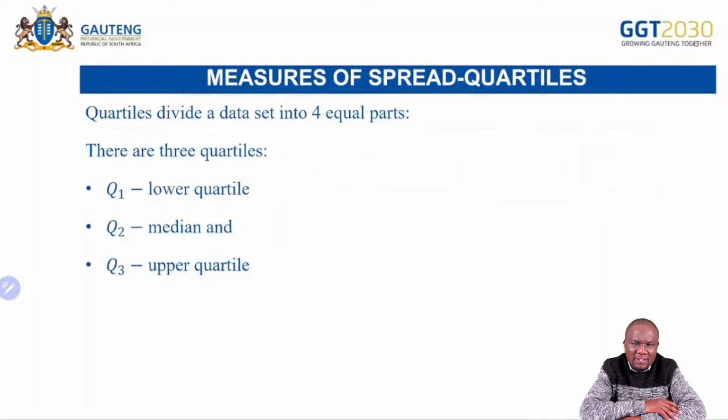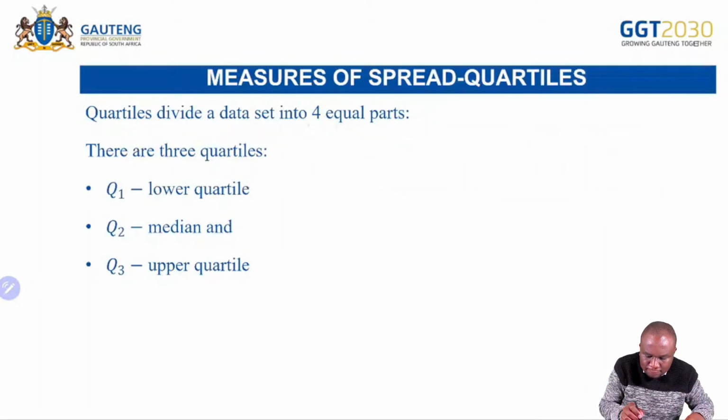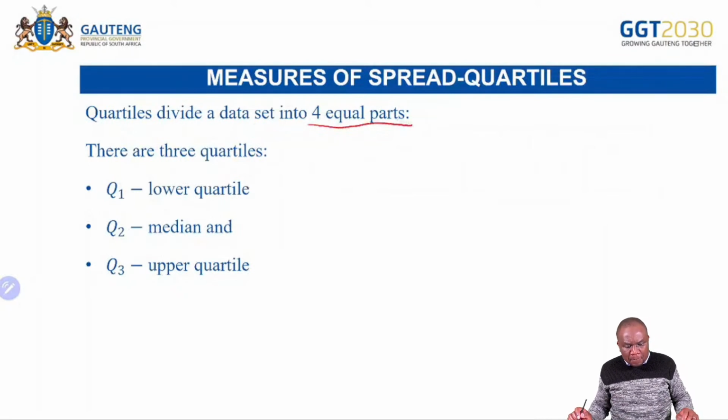What do they do? Even the name itself will guide you. A quarter is what? How many parts? You're dividing a whole thing into 4 equal parts. If you divide something into 4 equal parts, you're getting quarters. So quartiles divide a data set into 4 equal parts. Please write that one down. Quartiles divide a data set into 4 equal parts.